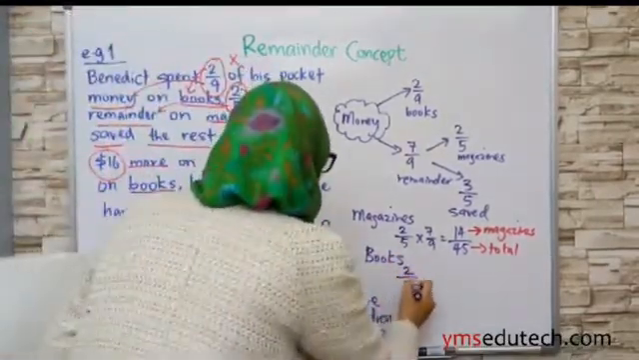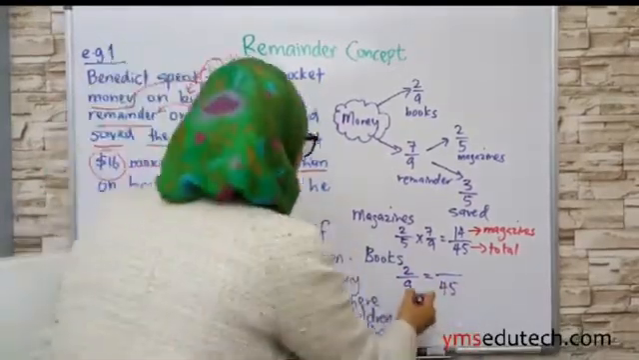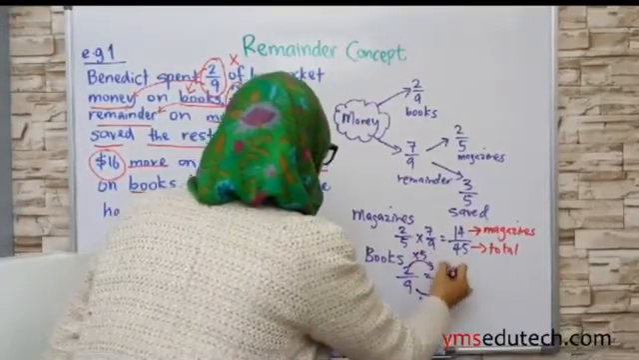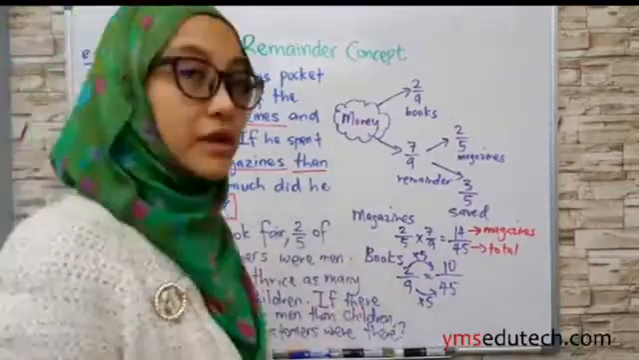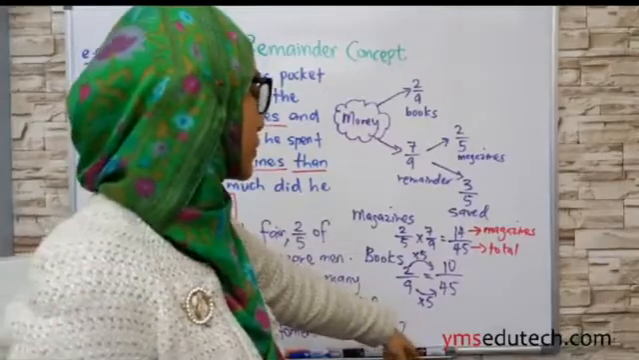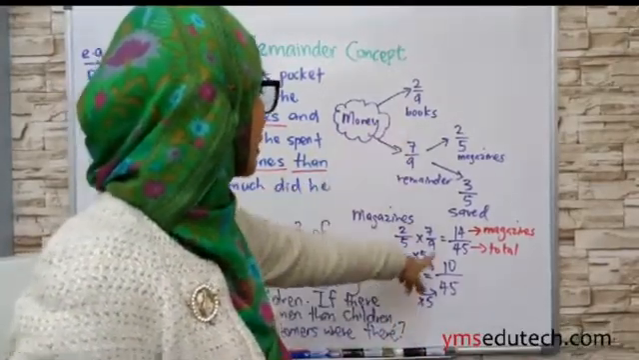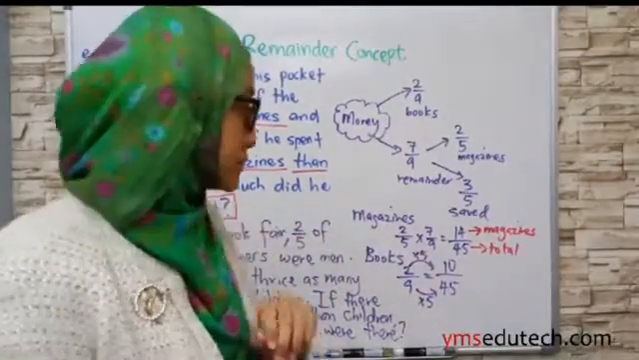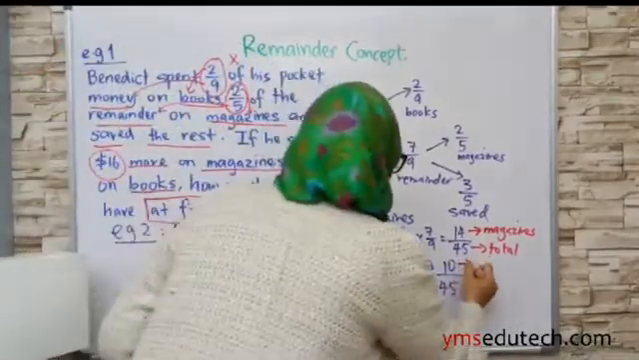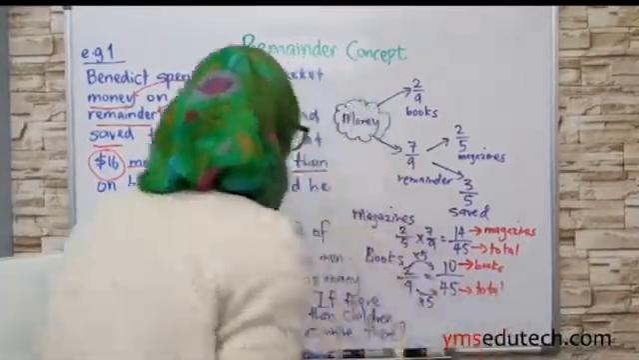So we do that. 2 out of 9 is equivalent to what out of 45? So 9 multiplied by 5, 2 multiplied by 5, so that will be 10 out of 45. Again, we are talking about first common multiple here. First common multiple of 9 and 45. Okay? So he spent 10 units on books, and these 45 units were the total.